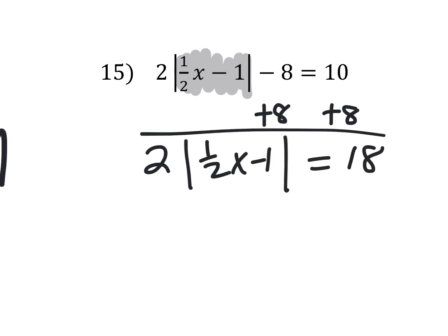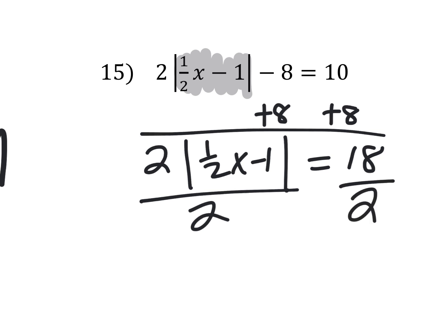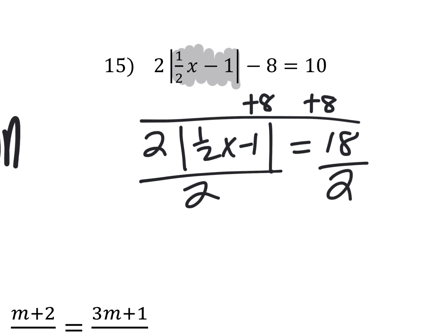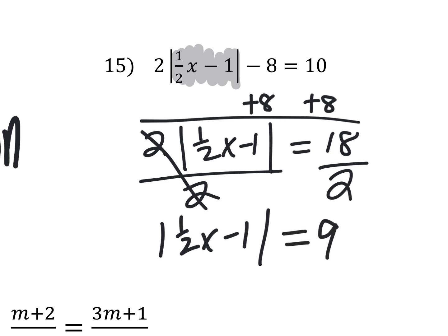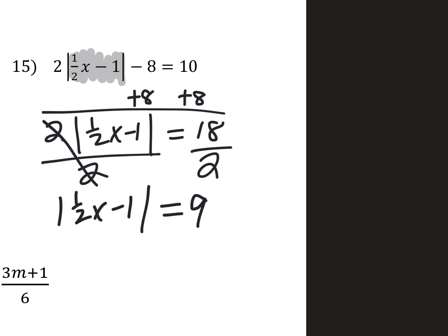And it's going to be tempting to do distributive property, but you're not going to do that. Instead, the 2 sitting next to the absolute value means multiplication. How do you cancel out multiplication? With division. So now you can finally set up your case 1 and your case 2, because that'll cancel. Leave you with 1/2 x minus 1 is equal to 9. So now that the absolute value is isolated.